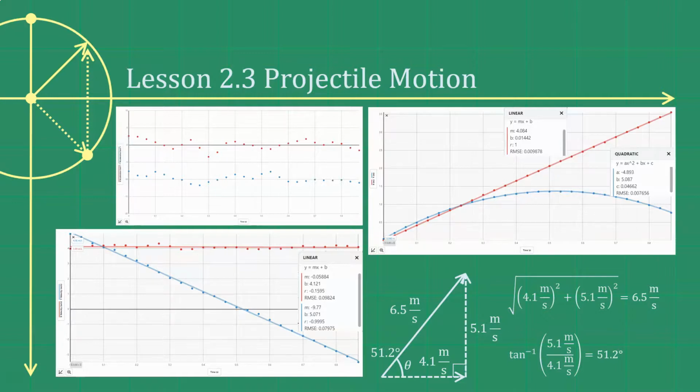Now this was for a free throw shot. What about a three-pointer, which is a little bit further back than a free throw shot? What would you expect these velocities and the angle to be? Are they going to be significantly different? Okay, so just remember 6.5 meters per second here at about 51.2 degrees.